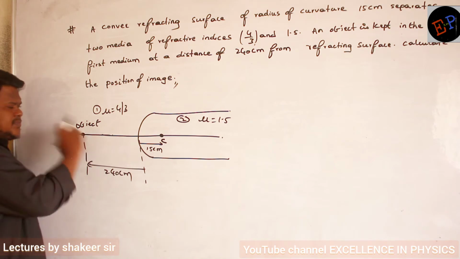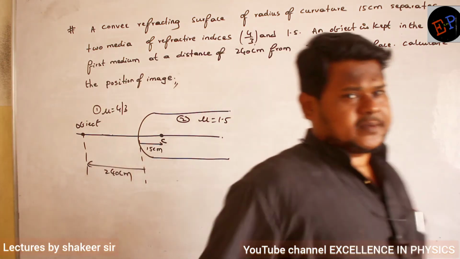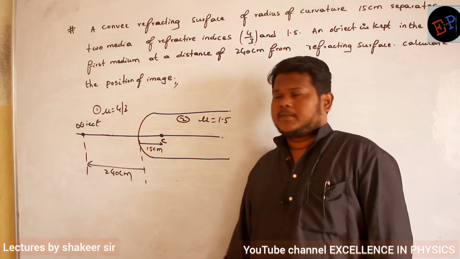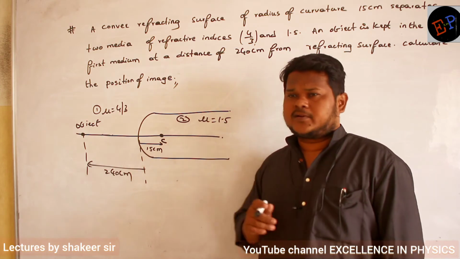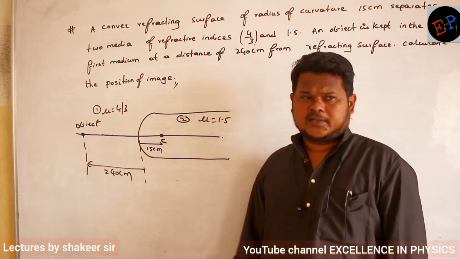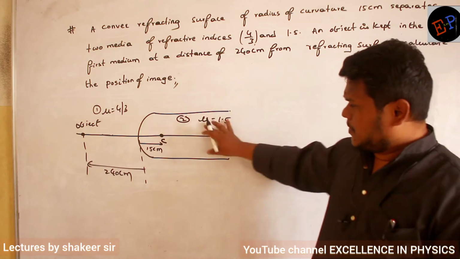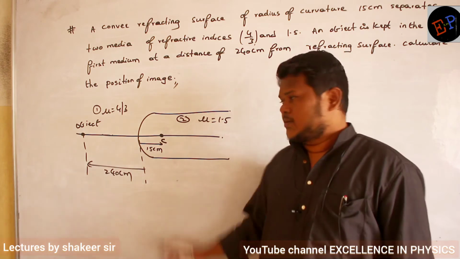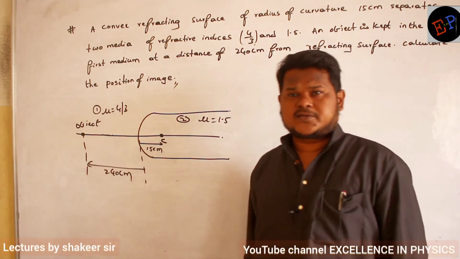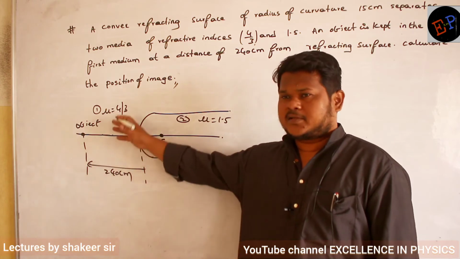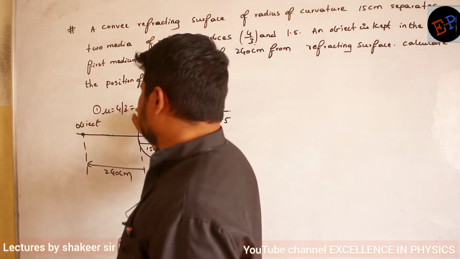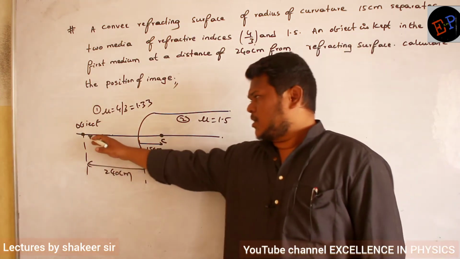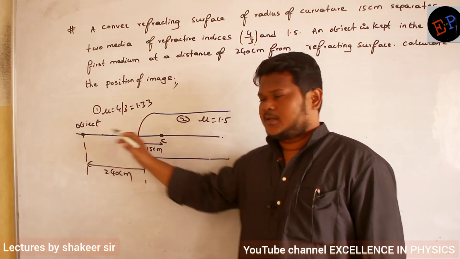Now the question is, is the object present in the rarer medium or the denser medium? Rarer medium. How can you say it is rarer? Because 4/3, which is 1.33, is less than 1.5. 1.5 means glass, and 1.33 means water. So we can assume this refracting surface is immersed in water, because 1.33 is the refractive index of water. Whatever it may be, the object is present in the rarer medium, and this is the denser medium.